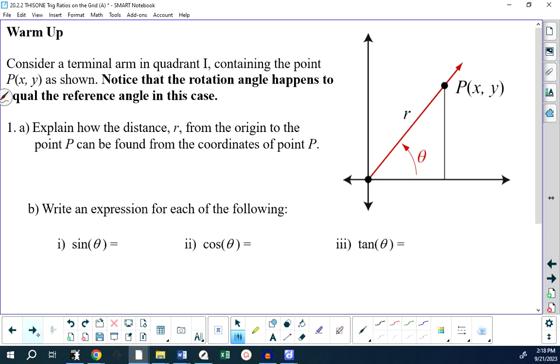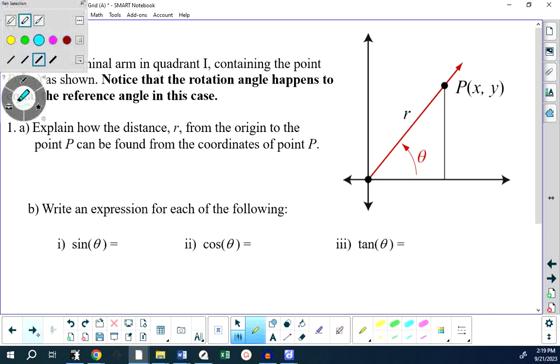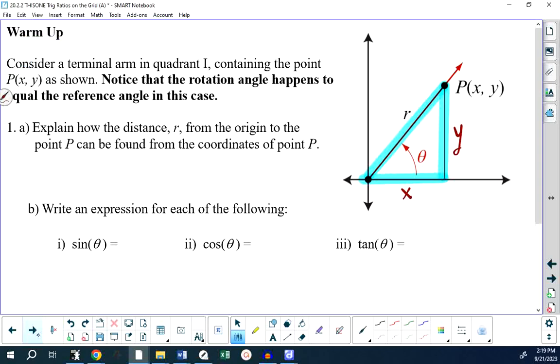Would you use Pythagoras? Sure, we could use the Pythagorean theorem because what we have is a right angle triangle here. Here's my right angle triangle. R is the hypotenuse. The base of this is x, and the height is y. So it turns out that x squared plus y squared will equal r squared. It's the Pythagorean theorem. I don't think we need to explain with words. I think this is good enough. That's how we could find r if we knew x and y.